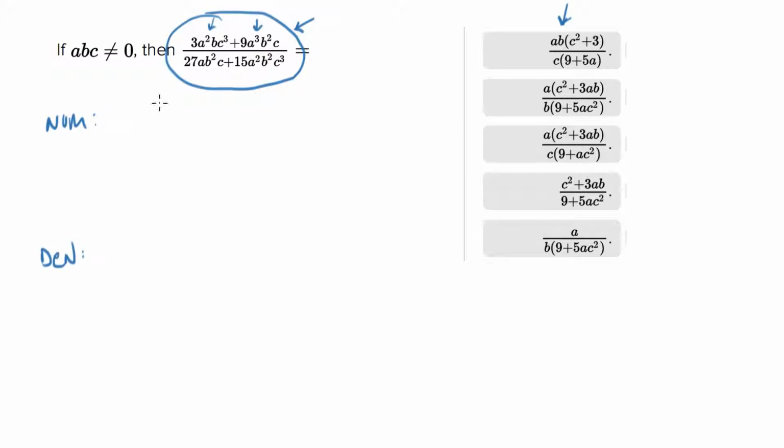In the case of the numerator, I'm going to see what I can factor out. It looks like we can pull out a 3 from both. Looks like we can pull out an a squared, right? There's a squared and a cubed. Looks like we can pull out a b, and it looks like we can pull out a c. So what that will leave is c squared plus 3ab.